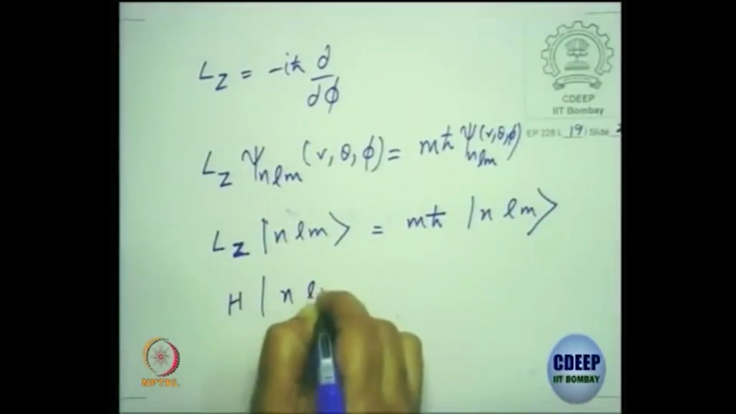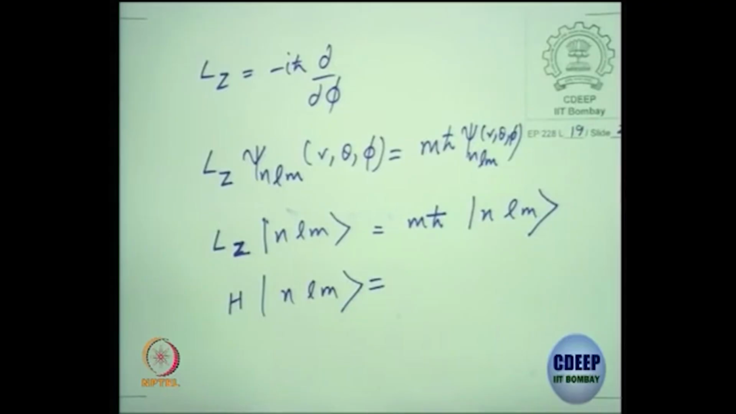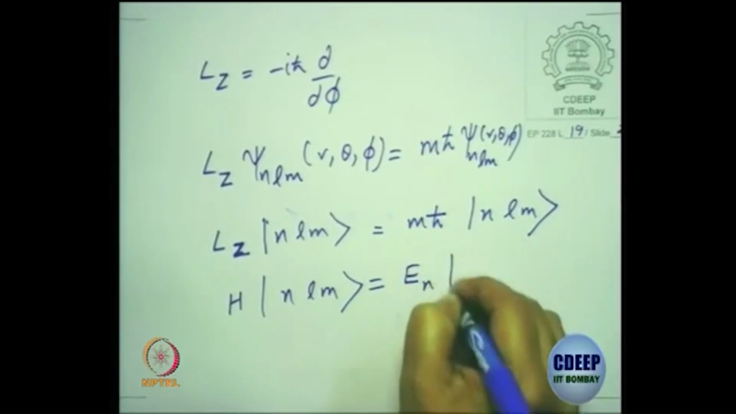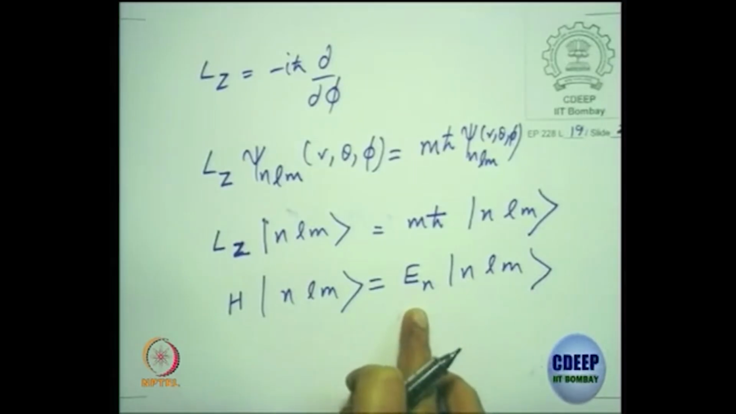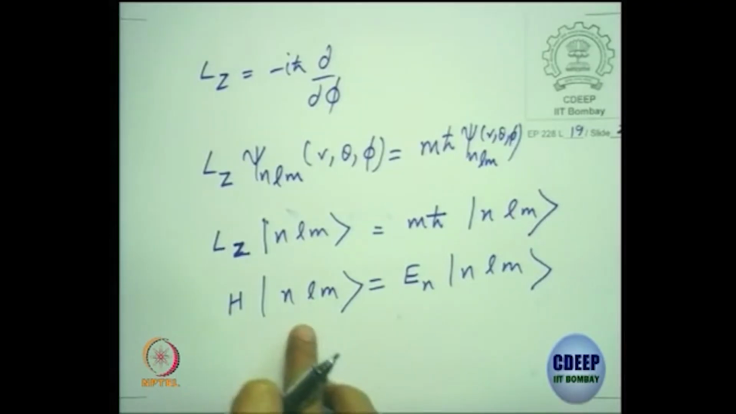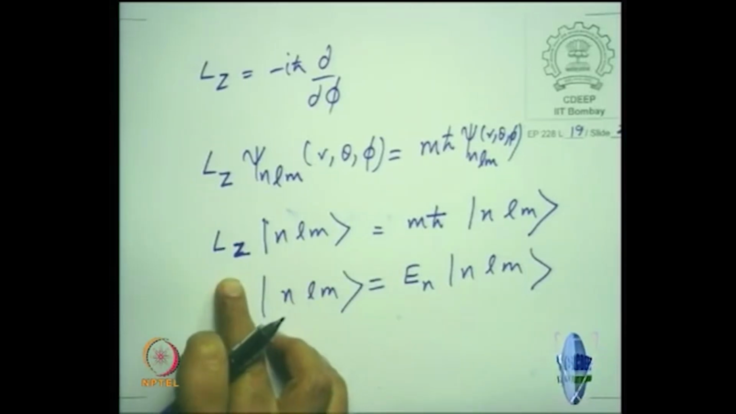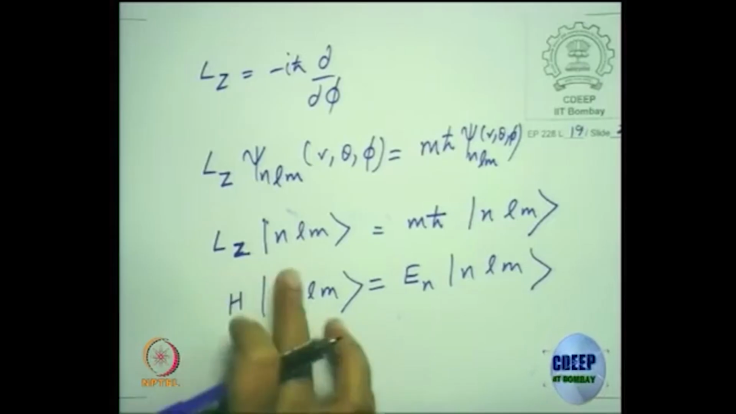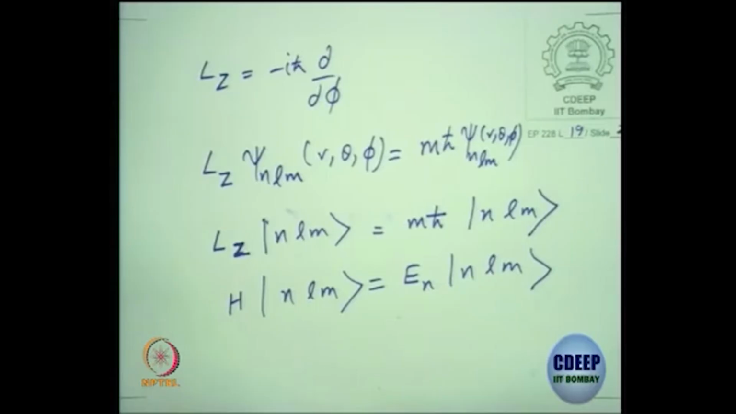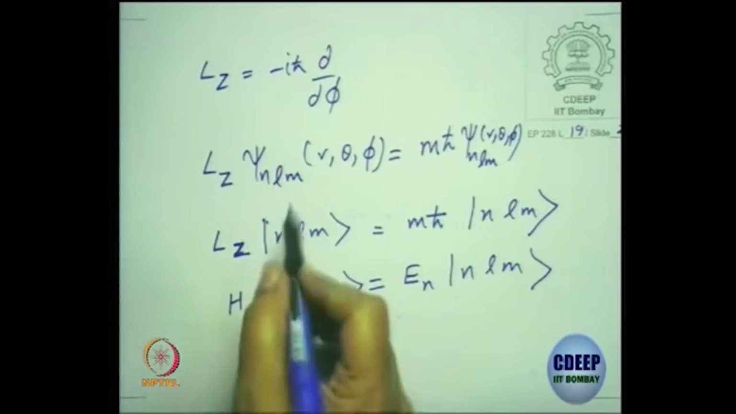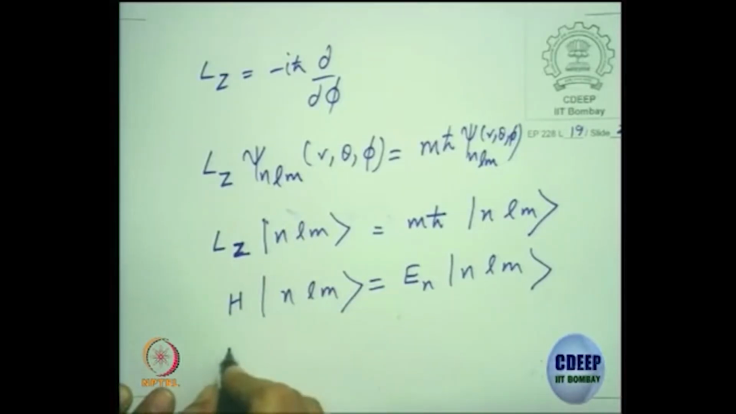So what have we seen? Hamiltonian on NLM will give you En NLM. So the energy eigenvalue is independent of the other 2 quantum numbers, and we also see the same state is an eigenstate of LZ. If you have simultaneous eigenstates, they should also be complete. Okay, some 2 states matching doesn't mean that it will be a simultaneous eigenstate. When I say it is complete, how do I write this completeness relation?